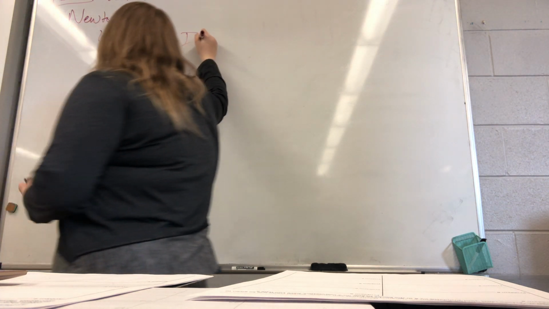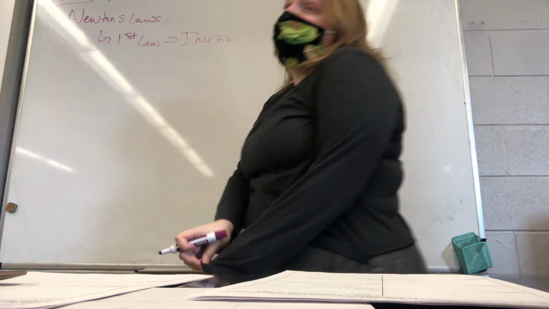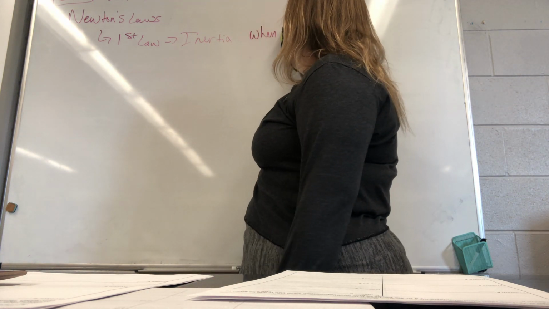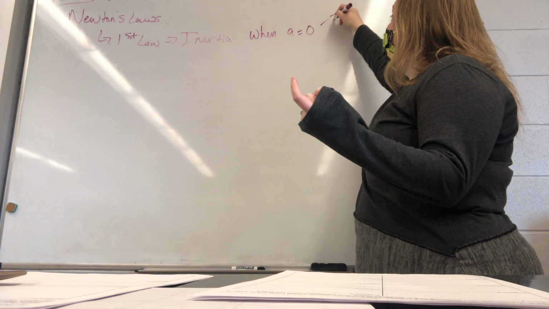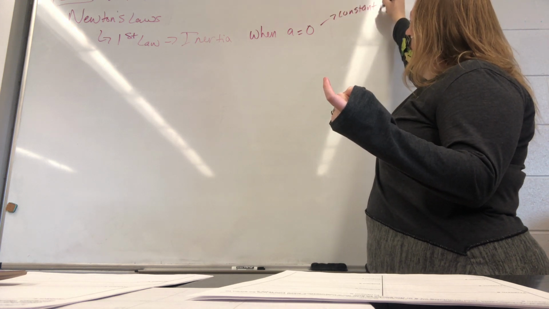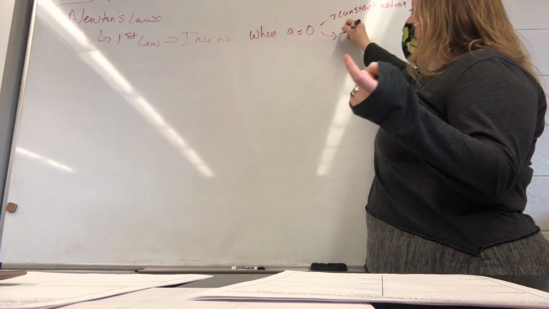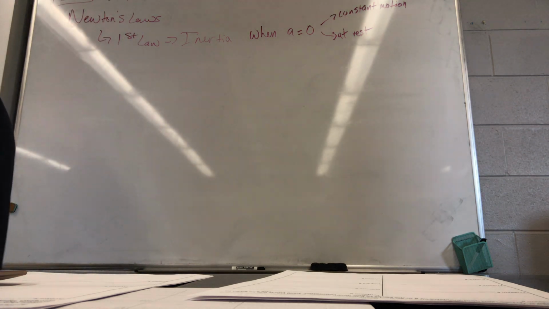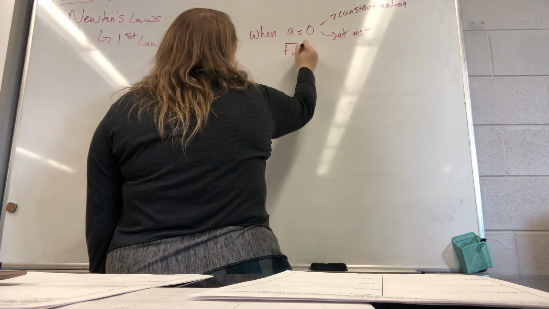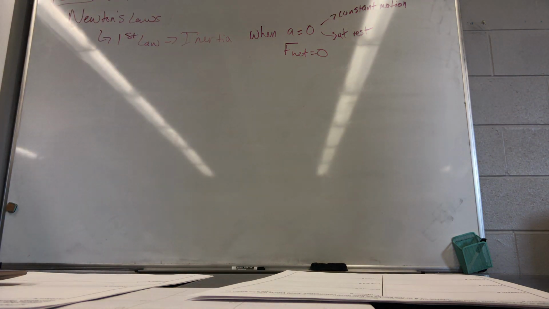The first law is that of inertia. Inertia just states that when a is 0, an object is either in constant motion or at rest. When something starts moving, it's going to stay moving. It also tells us that in this situation the net force on that object is going to be 0 because the acceleration is 0. The object is moving in a constant manner, constant meaning the same speed or no speed.